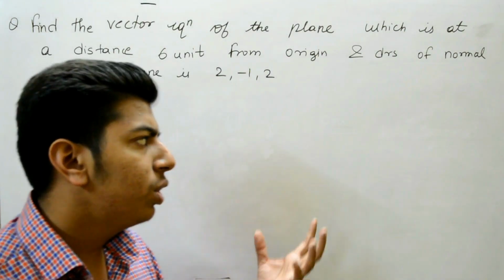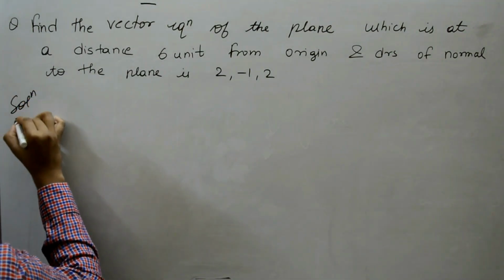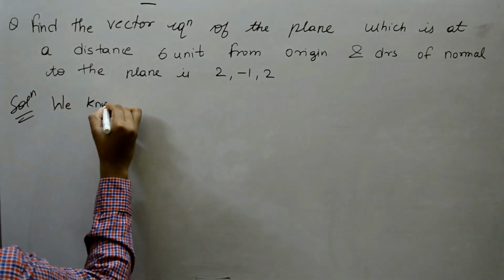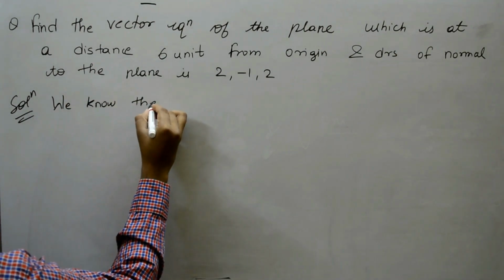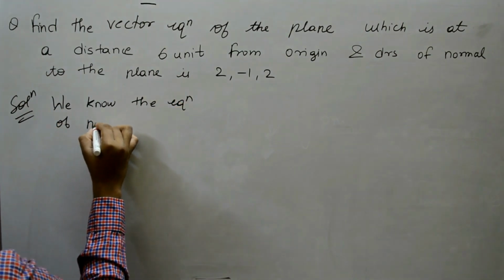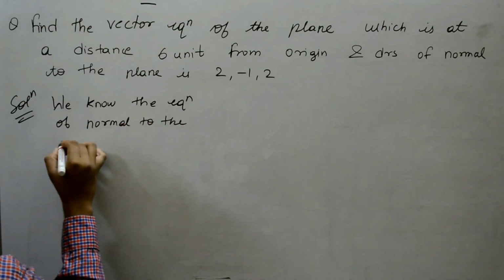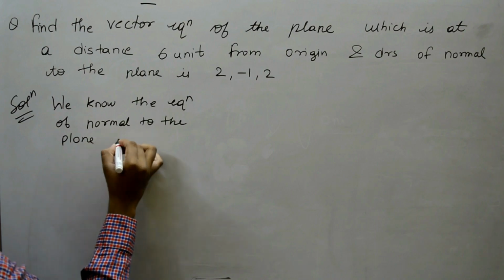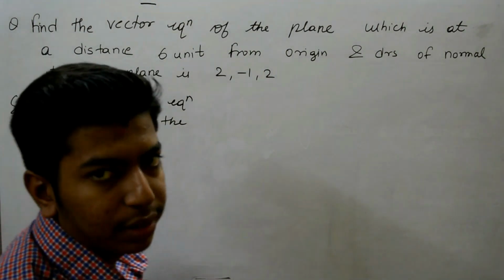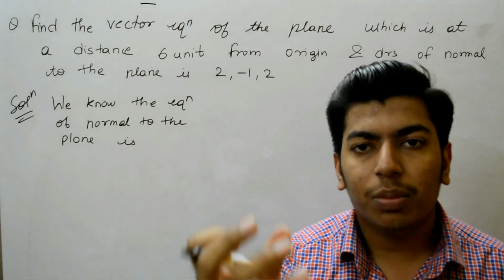So the procedure for solving this: we know the equation of the normal to the plane is, that is, the equation of the normal to the plane is. Come on, give me the answer for this. I am expecting an answer from you.